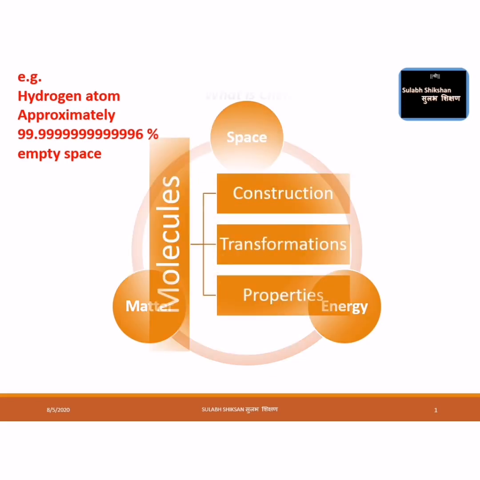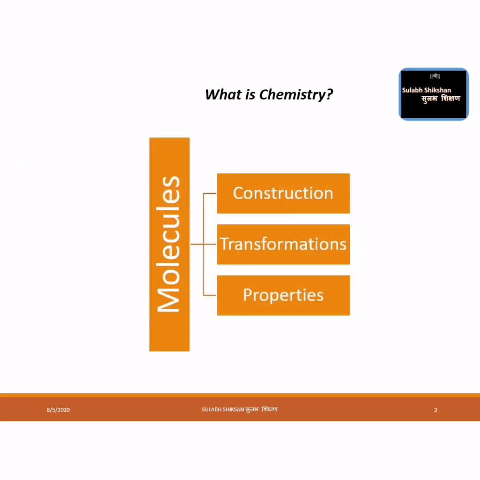Let us move forward. What exactly is chemistry? Chemistry is nothing but the study of molecules, how these molecules are constructed, how these molecules are transformed from one form to the other form, or what are the properties of these molecules which may benefit us, or what are those properties which may prove to be harmful to us. So both ways we are interested, either harmful properties or beneficial properties. So basically chemistry is nothing but the study of molecules with respect to construction, transformation and properties.